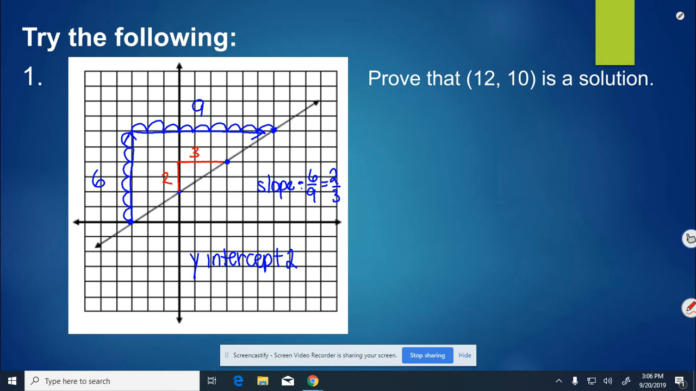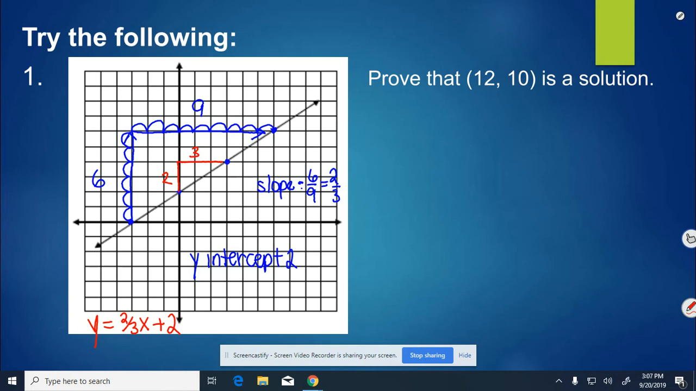So now we've got our slope, we've got our y-intercept, we have enough to write our equation. So our function rule in this case would be y equals 2/3 x plus 2. M being the 2/3 and b being that plus 2.